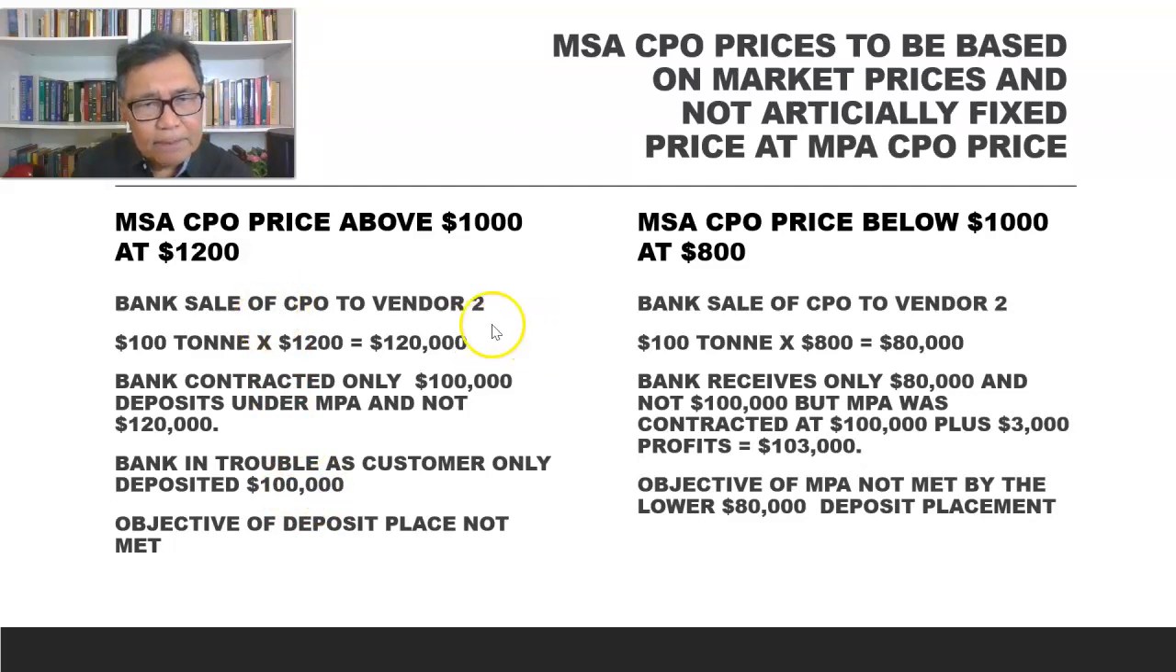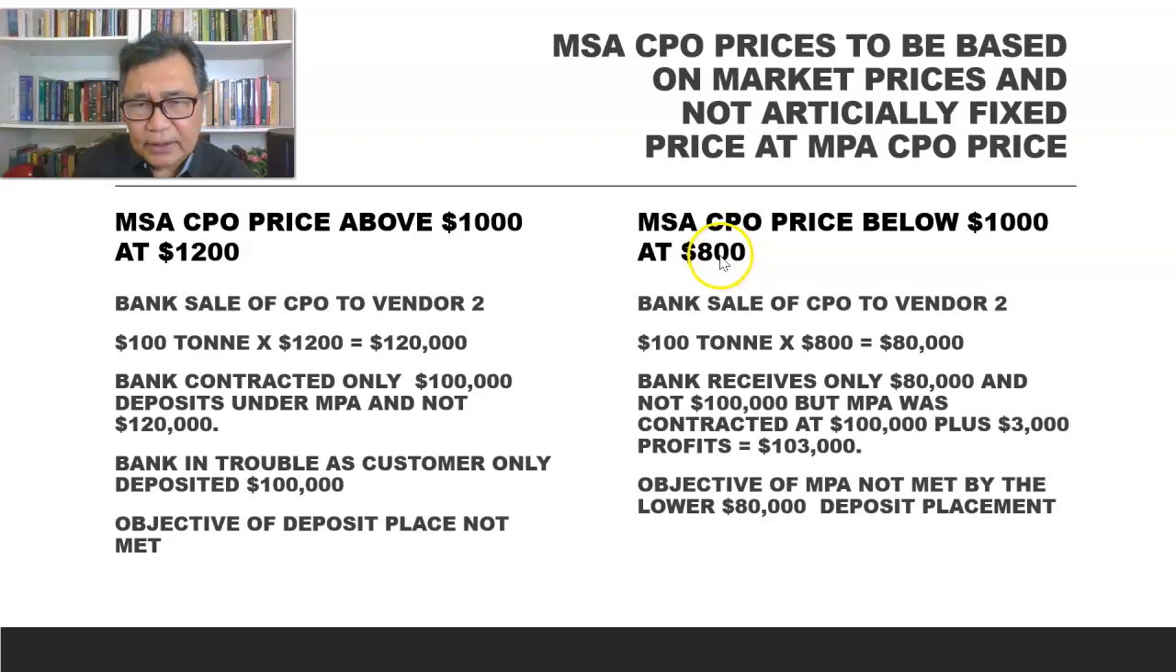So based on this situation where the price is above $1,000 per ton, the objective of deposit placement is not met because the placement should be 120K, but the placement has already been committed at 100,000 in the MPA agreement. So this is one of the downsides that the bank will face if they were to follow market prices for the MSA. Now, what will happen if the market price has fallen below $1,000 per ton to $800 per ton?